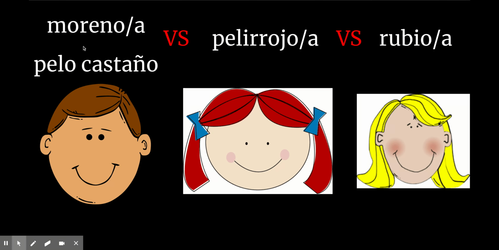If you are a lighter skinned individual but you have dark hair like me, I would say I have pelo castaño, okay? Pelo castaño describing my hair. But if you are a dark skinned and dark haired person, you would consider yourself to be moreno or morena, okay? Because they use this word to describe skin as well as hair, okay? But if you are a light skinned individual and you have dark hair, you might want to go with pelo castaño. Versus pelirrojo, pelirroja. Obviously, that is redheaded, okay? Red hair.